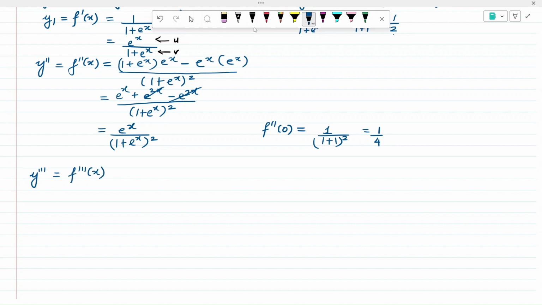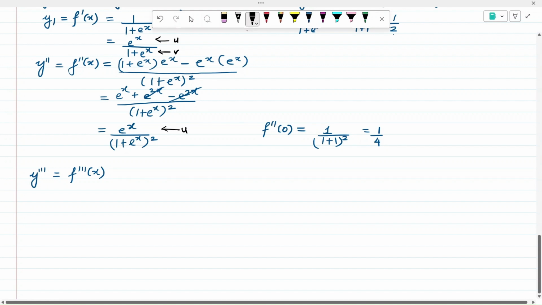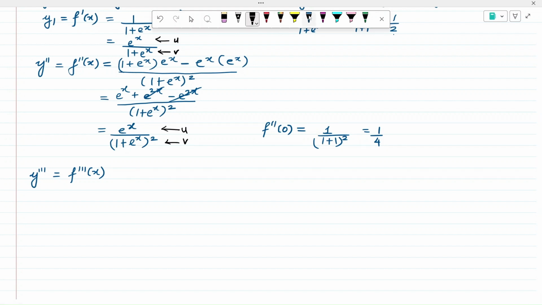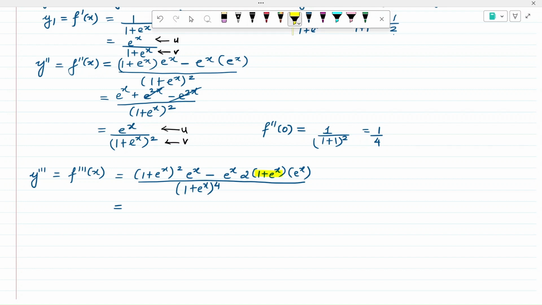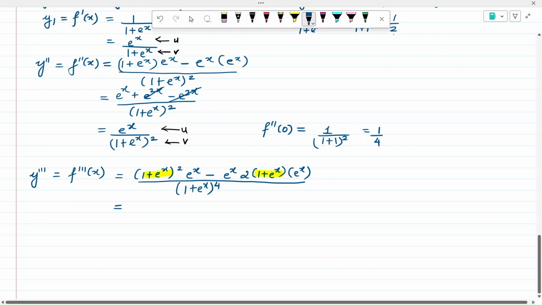So again, u by v rule, u here and v here. So that's going to be v as it is. Derivative of e raised to x is e raised to x minus u as it is. The derivative will be 2 times 1 plus e raised to x into chain rule e raised to x. Divided by 1 plus e raised to x the whole raised to 4, I'll get, because square of square. Let's observe this: 1 plus e raised to x is common. So I'll take it out.